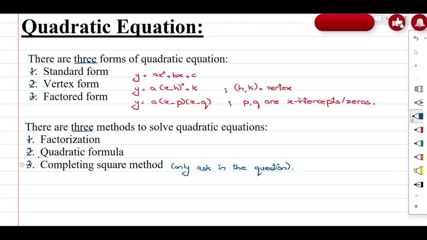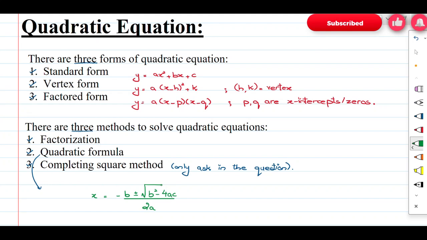Let me write down the quadratic formula as well. So the quadratic formula is x equals minus b plus or minus square root of b squared minus 4ac, divided by 2a. Okay, now what are these a, b, c? a is the coefficient of x squared, b is the coefficient of x, and c is the constant term, right? So these values you have to put into your formula, and you will simply figure out the roots of that quadratic equation, right?